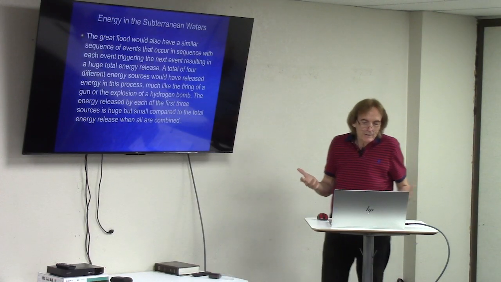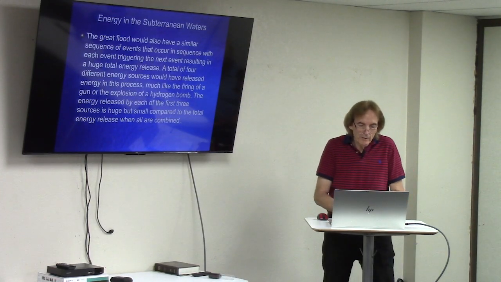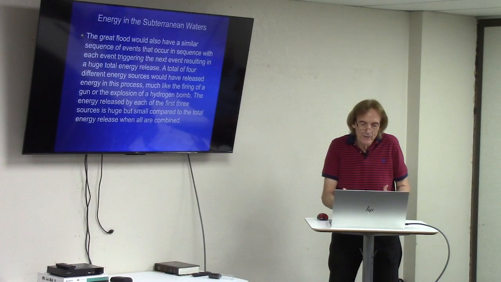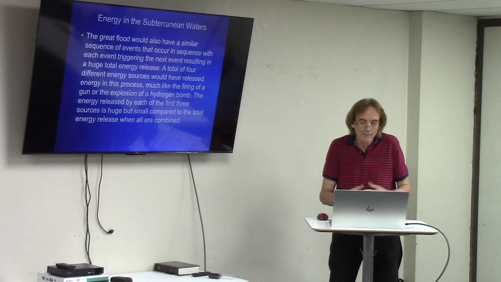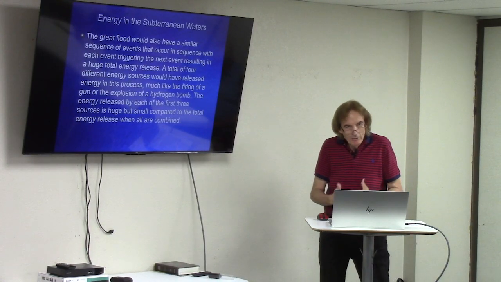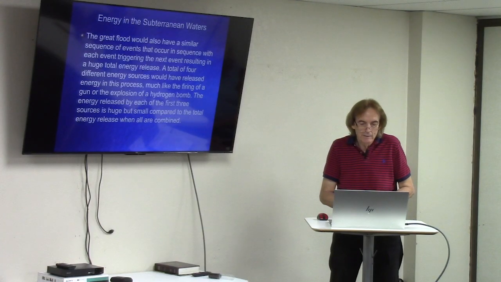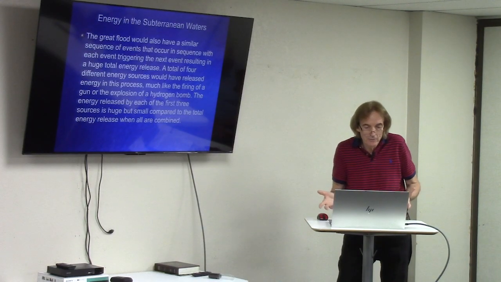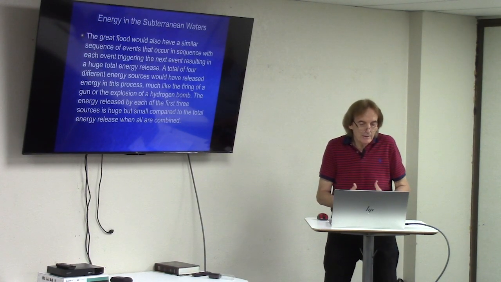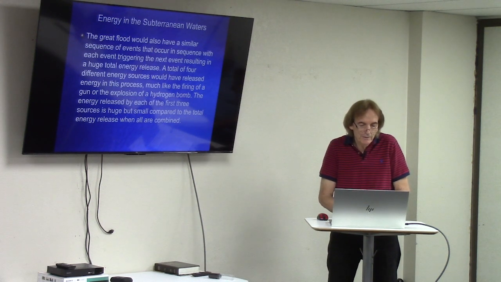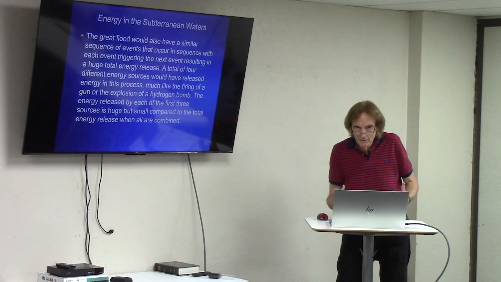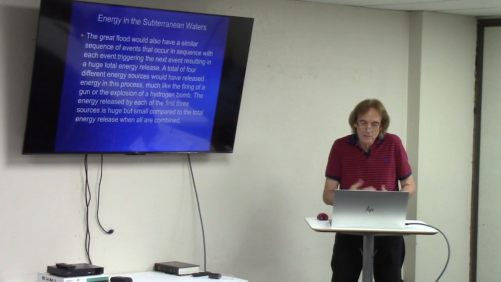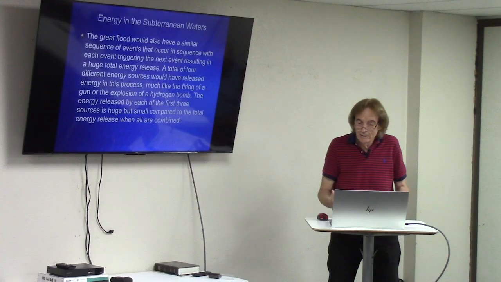So the Great Flood would have a similar sequence of events, and each event would then trigger the next event, resulting in a huge release of energy, a total release of energy. So we'll have 4 different energy sources that will be released during this process, much like the firing of a gun or the explosion of a hydrogen bomb. So the energy released by each of these first 3 sources is huge, but it's small compared to the total energy release when all of them are combined together. So each would trigger the next in sequence.